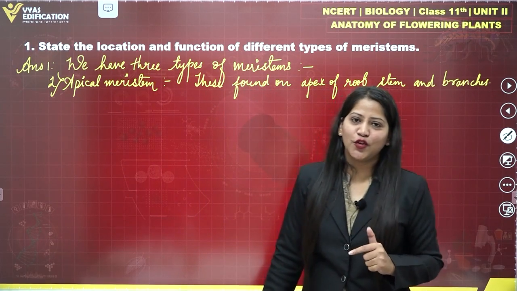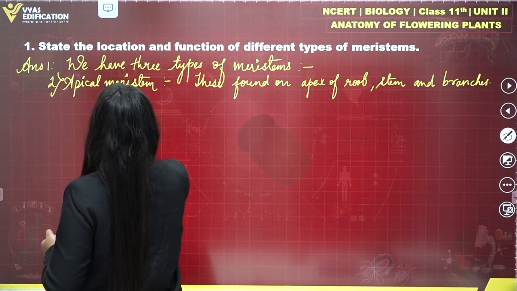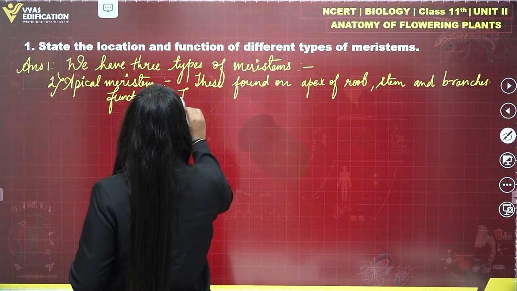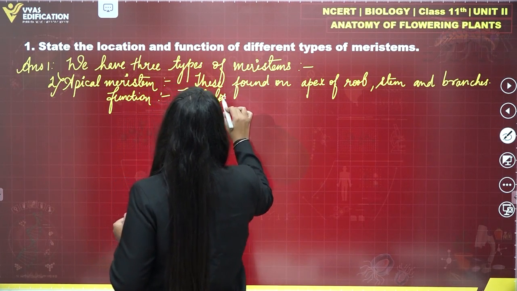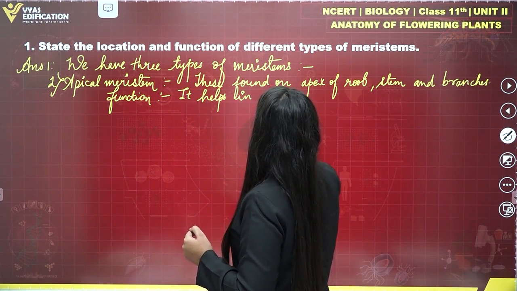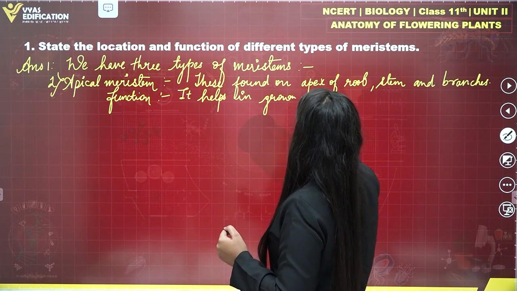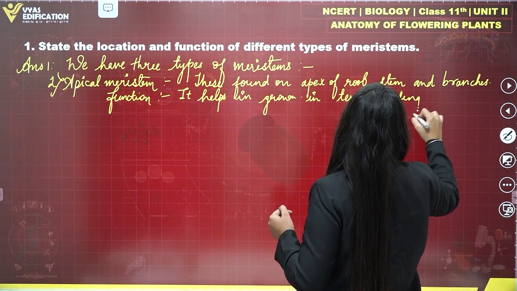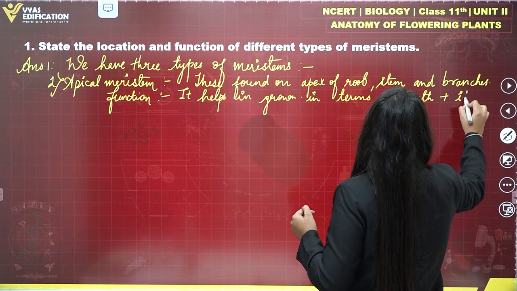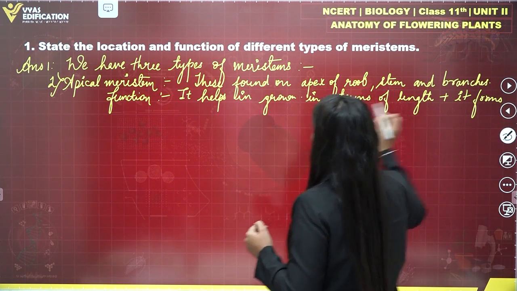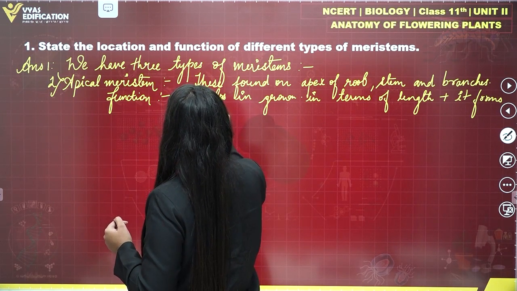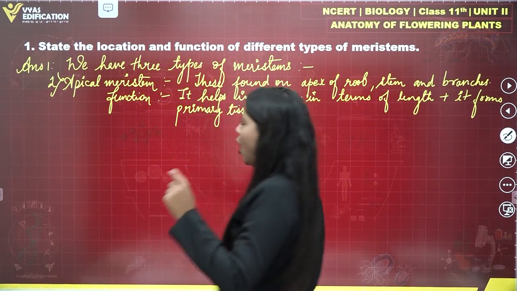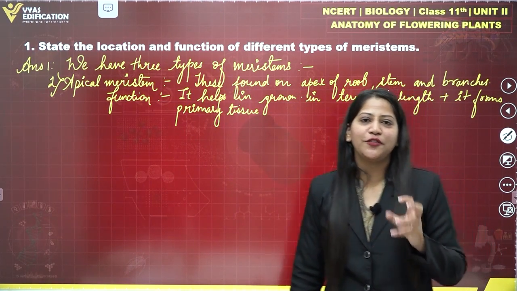Now if we talk about the function of this, then we know it helps in growth in terms of length, and also it forms primary tissue. So this is the function, as well as location, of apical meristem.